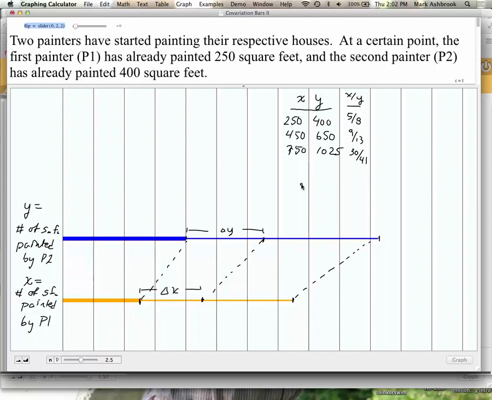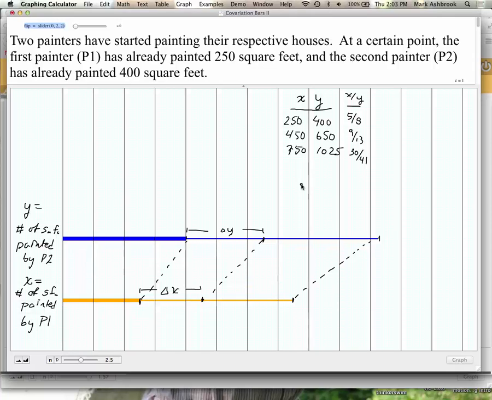So, Lauren, do you have a strategy for this? I found the rate of change between where the painters are at now from their initial starting point, and that gave me 5/4. Then I took the rate of change from how we had the change in Y and the change in X, and that was also 5/4.